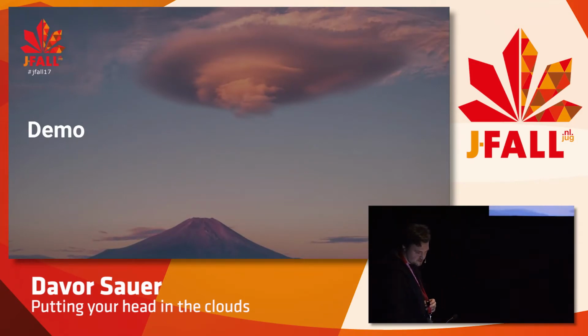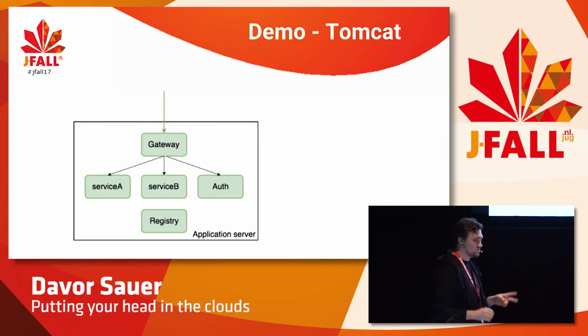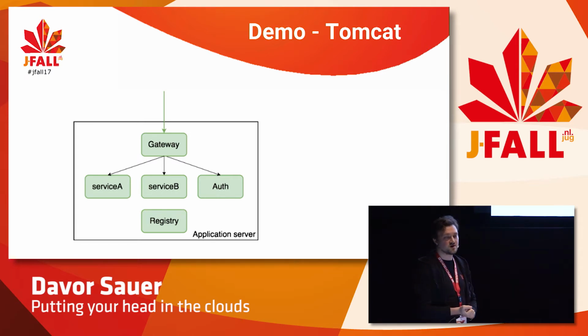And for the demo, there are two small demos. The first demo will be about, let's say, the traditional deployment, where you have one application server with, in this case, 5 applications, and all of them have their own context path, so you can actually access them directly. So let me show that.